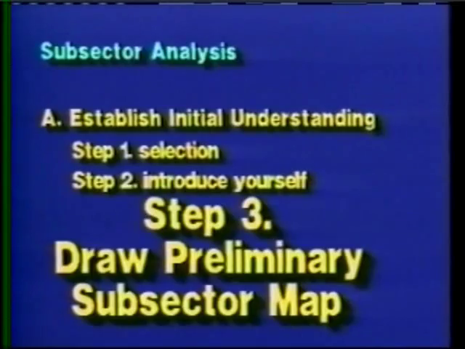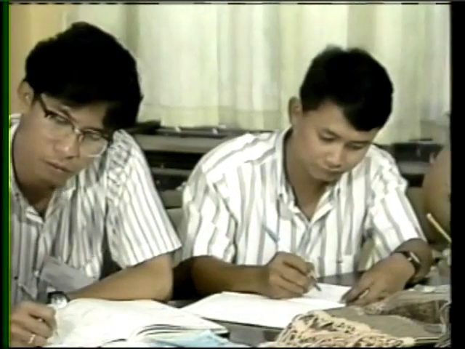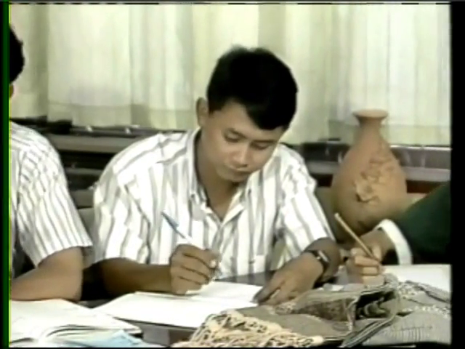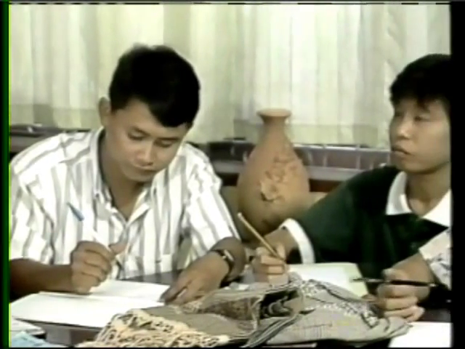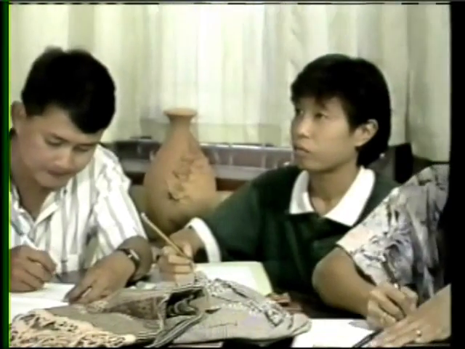At this stage, you need to step back, take stock, and organize your field notes. A subsector map is the tool you use to summarize what you know about a subsector's structure and how it functions.